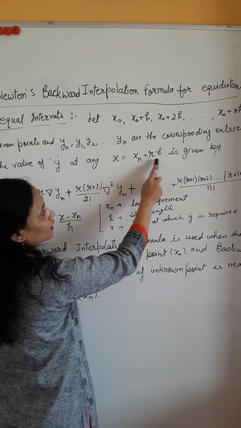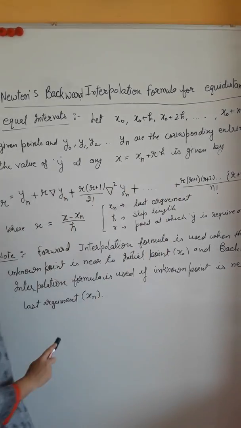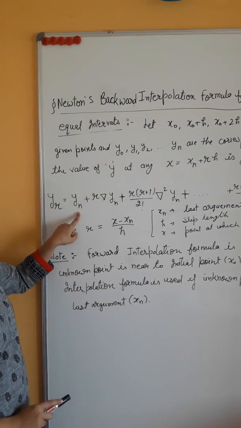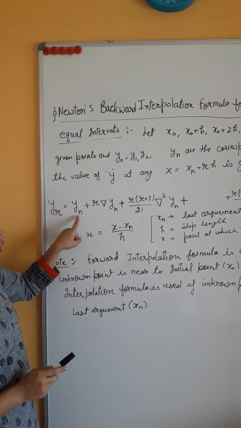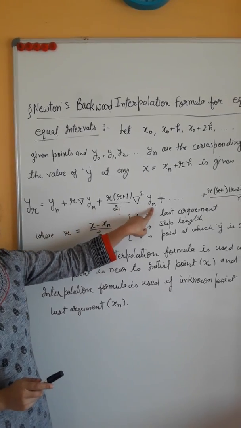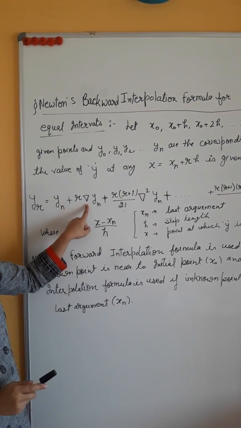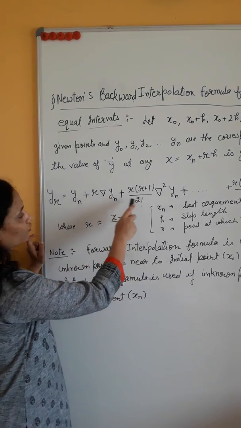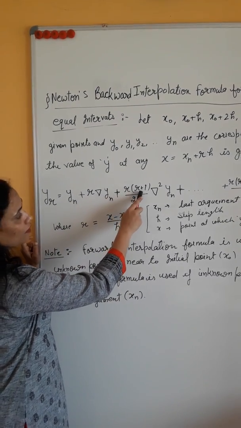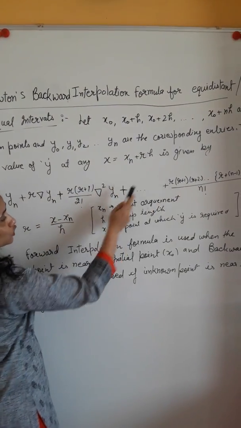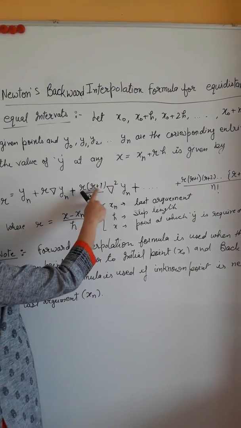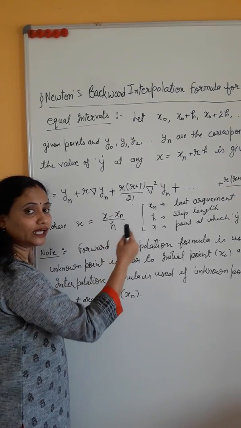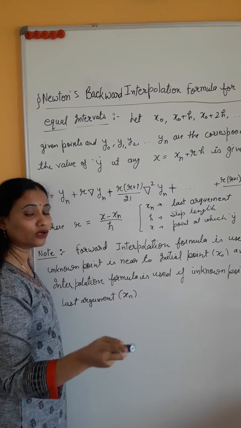So x is xn plus rh, is approximately given by this yn. So what is the difference? Now all our reference points have changed to yn. Our delta operator has changed to nabla. Now in forward it was minus r minus 1, r minus 1 minus 2, but in backward it has become plus. Okay, so that is the difference. If you correlate, it will be easy for you to understand or to remember.